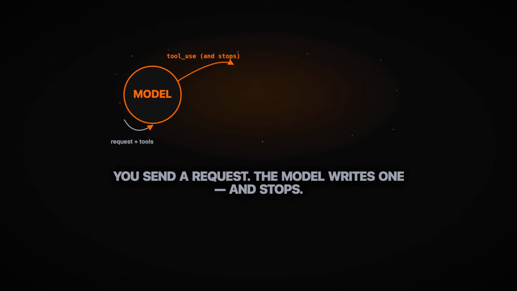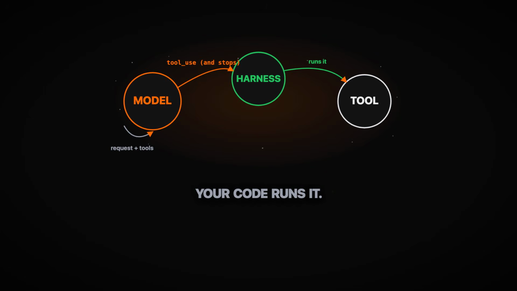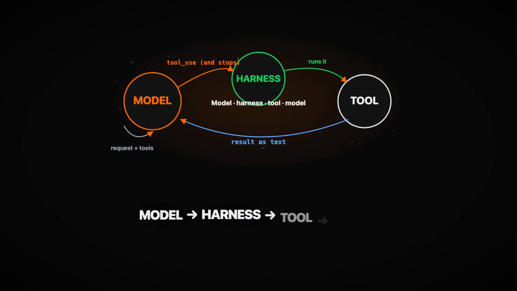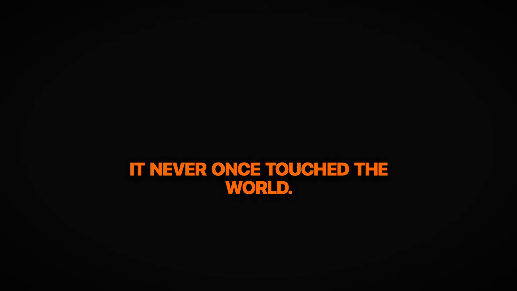So step back and look at the whole shape. You send a request with tools. The model writes a request of its own and stops. Your code runs it. You send the result back as text. The model reads it and answers. Model, harness, tool, model. The model proposes. Your code disposes. It never once reached out and touched the world.